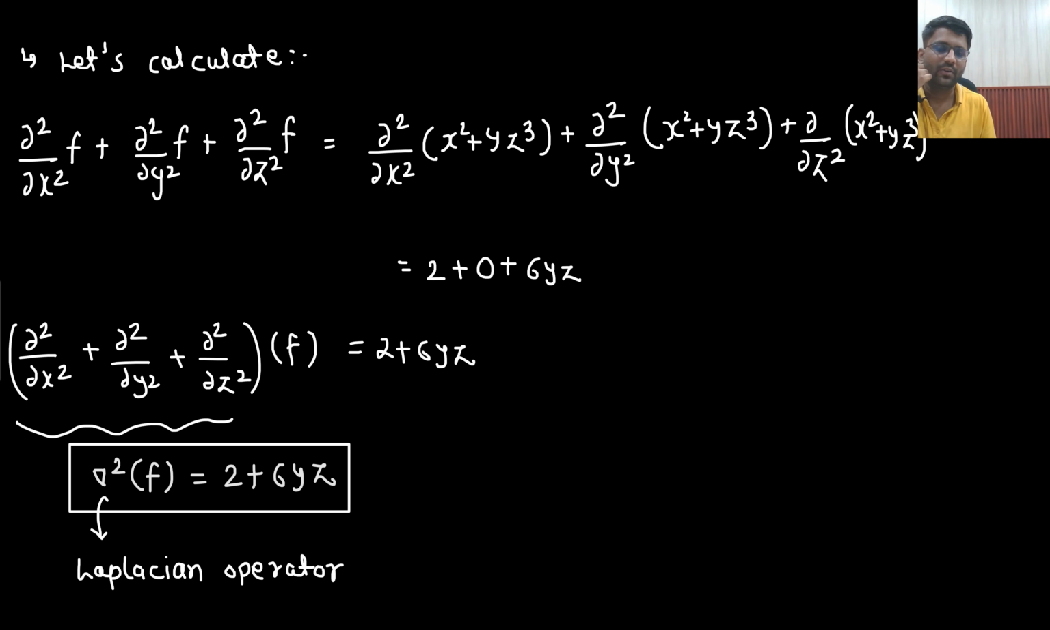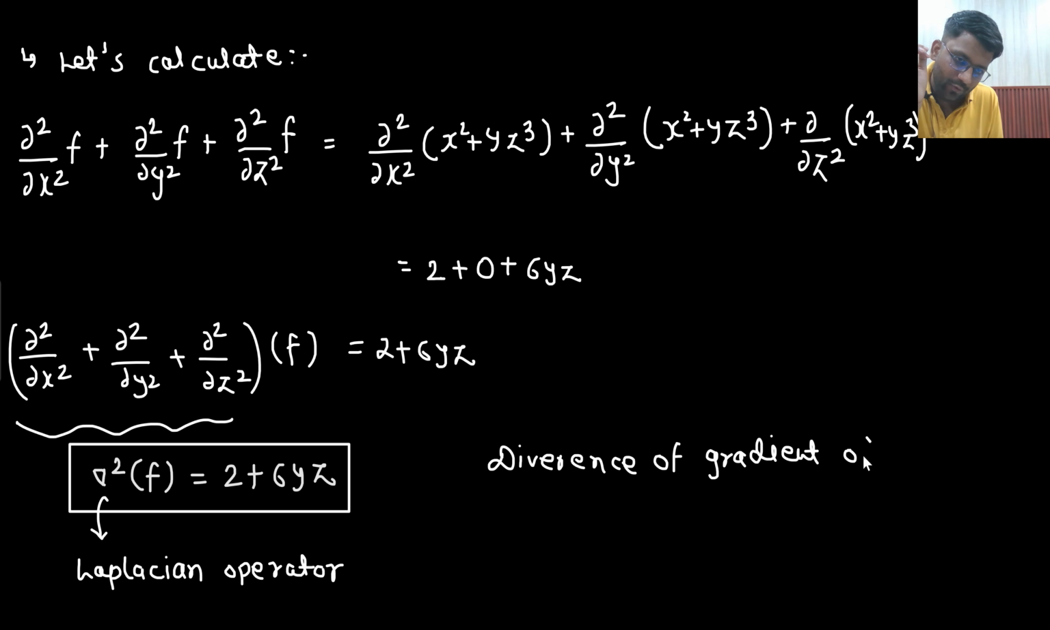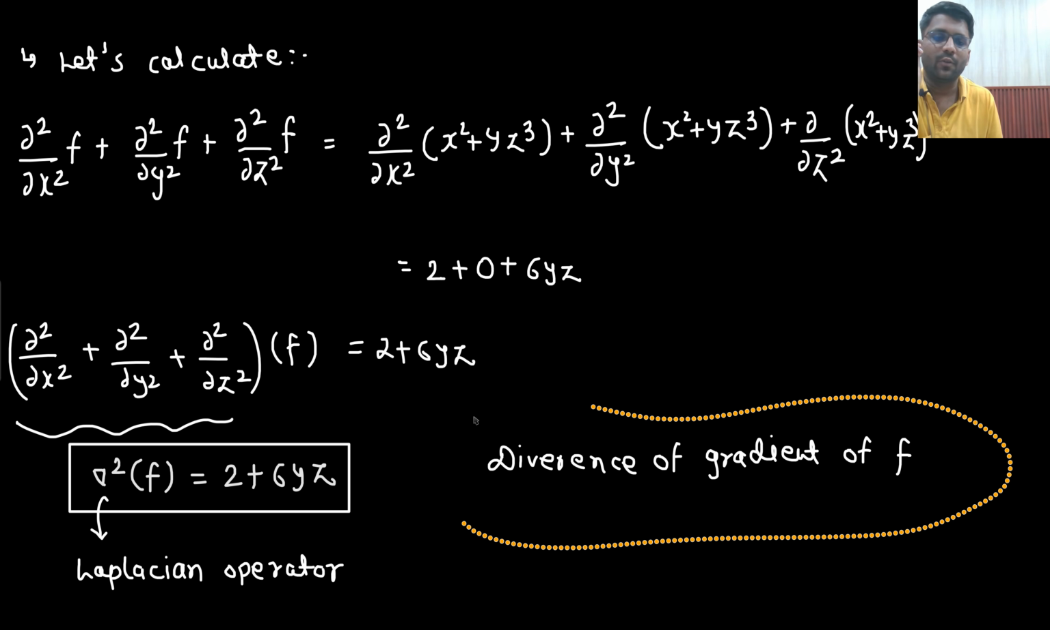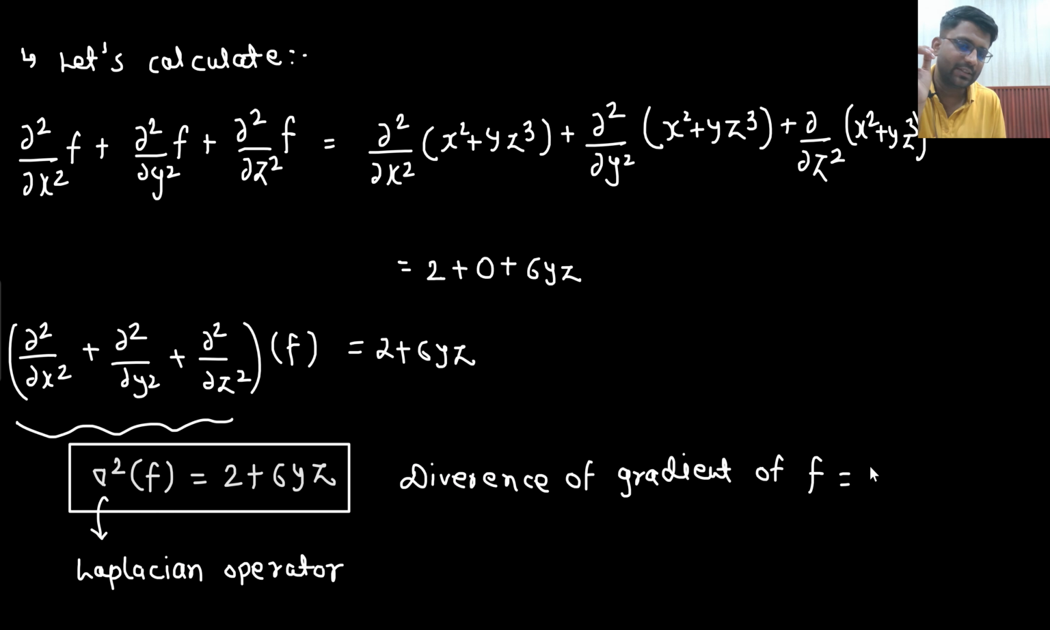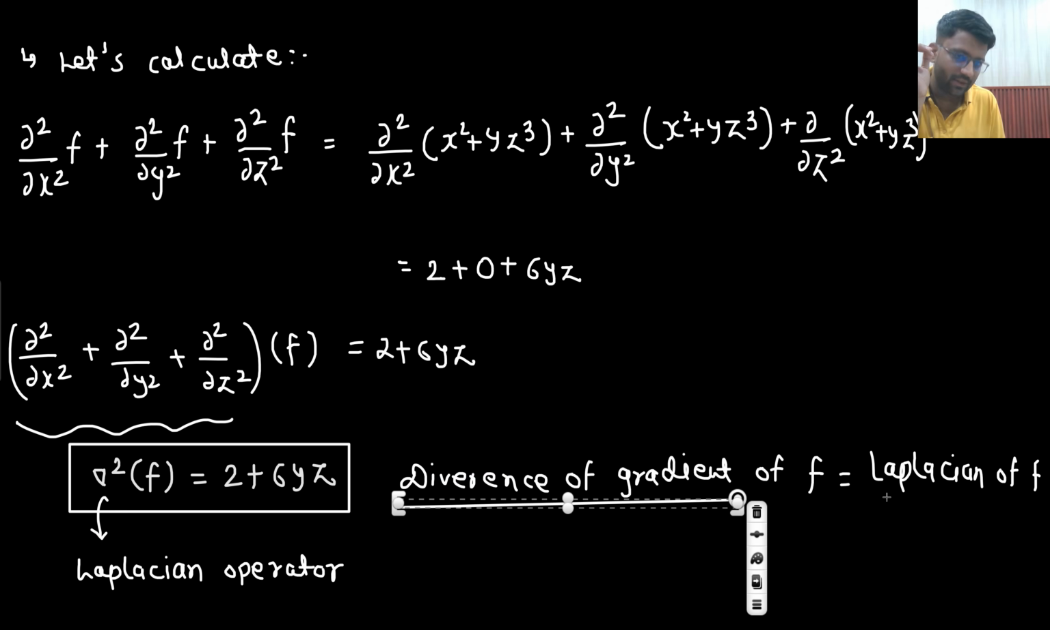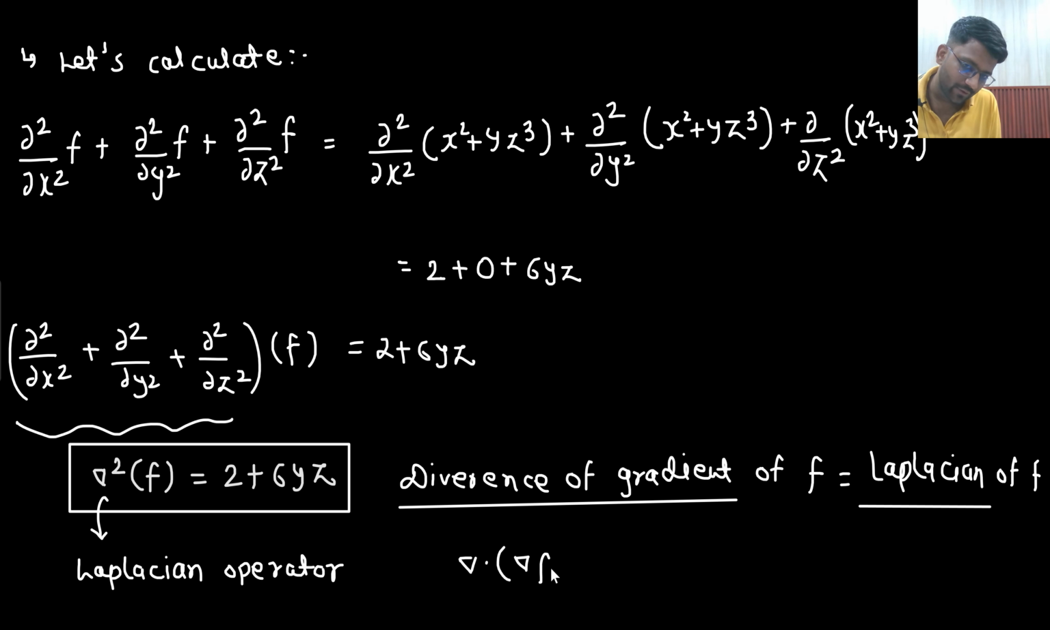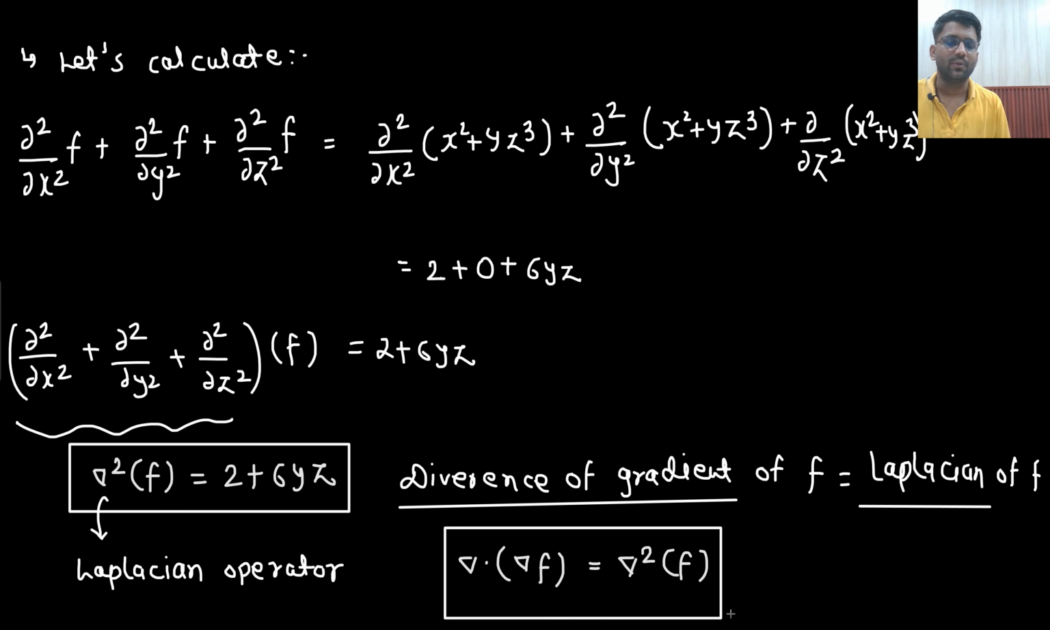So when they were asking about del dot del f, that means divergence of gradient of f, it would be equal to the Laplacian of f. This particular term, divergence of gradient, is equal to the Laplacian. Gradient of f you calculate and then you take its divergence, that would be equal to del square f. Is that understandable to you or not?